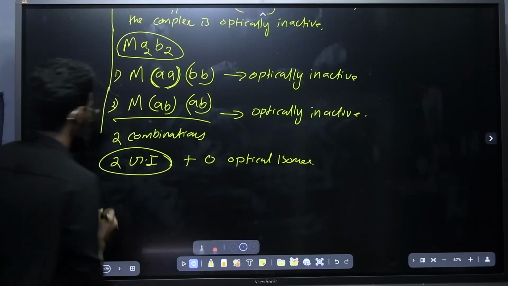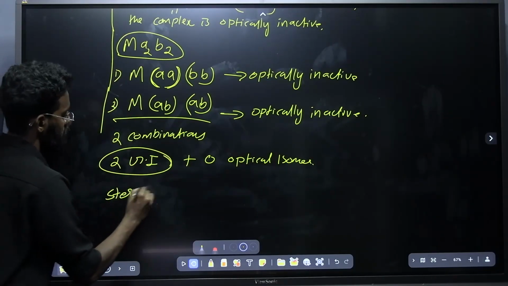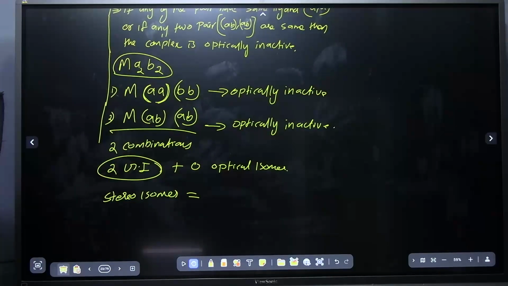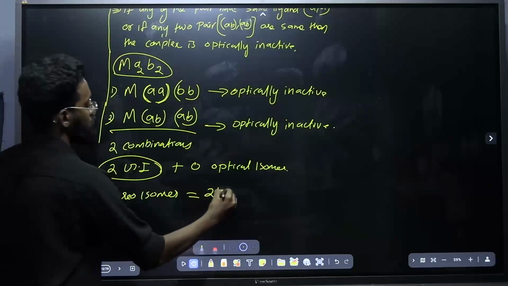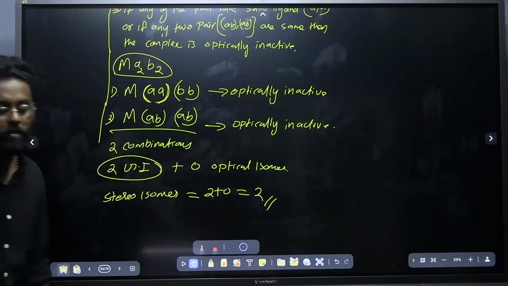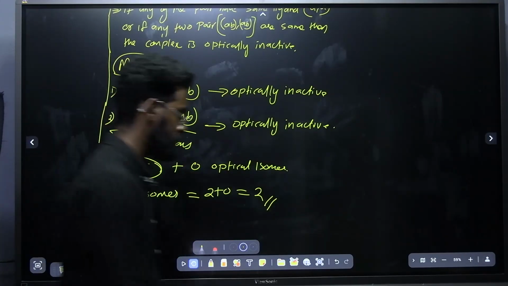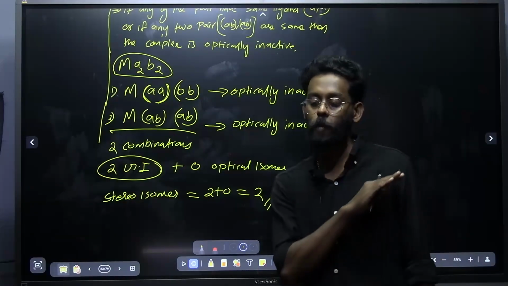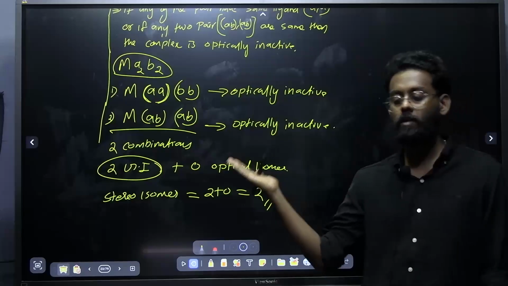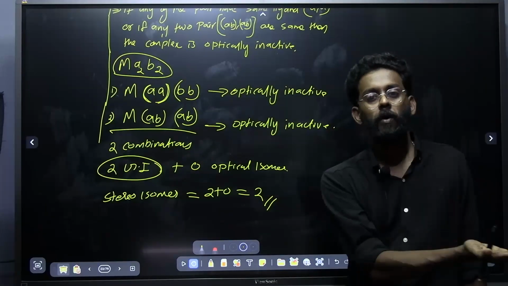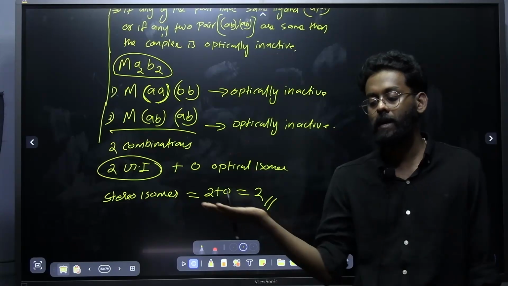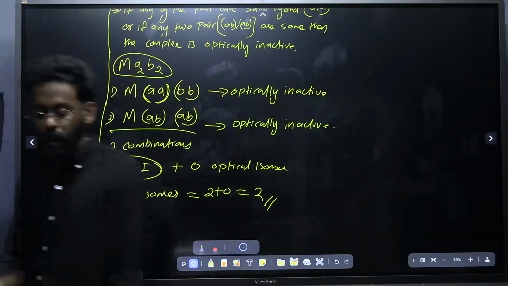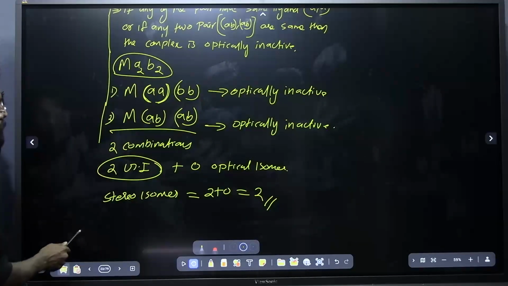So if I am asking what is the number of stereoisomers? Students, tell me. 2 plus 0, it is equal to 2. This is how easily you can find out how many geometrical isomers are there and how many optical isomers are there. And remember that square planar complexes are not optically active. Why? Because any square planar complex has a square planar symmetry. If I cut along the horizontal axis, I will be getting 2 equal parts, which means it is optically inactive.